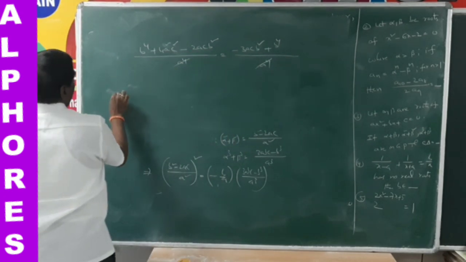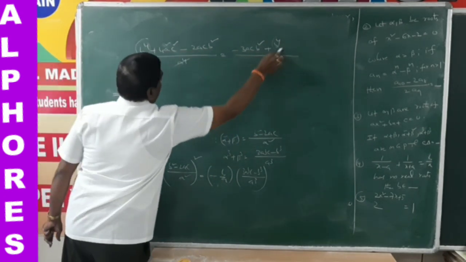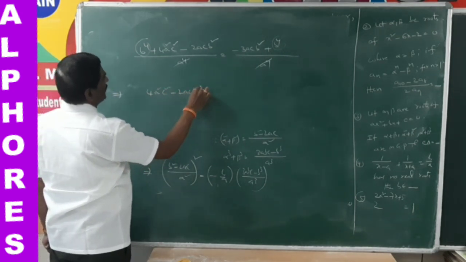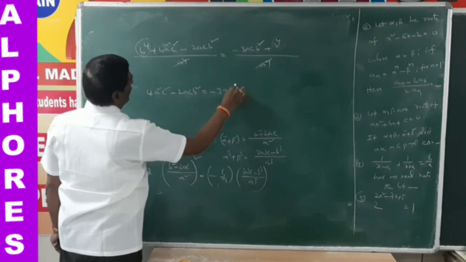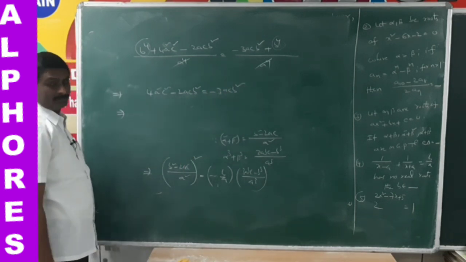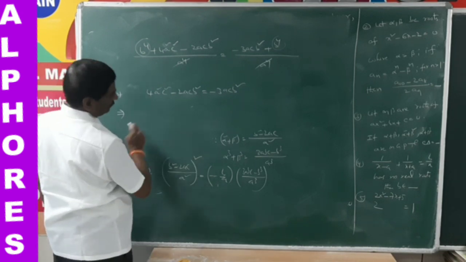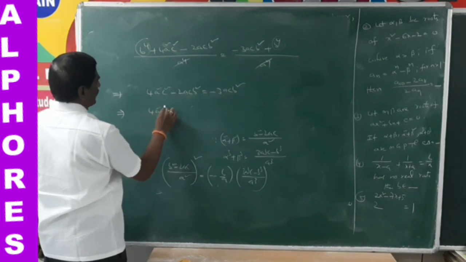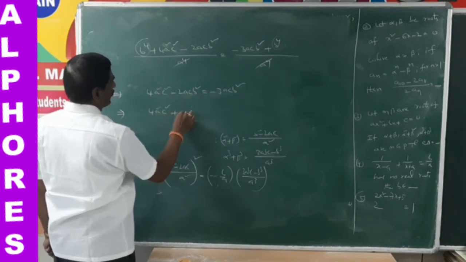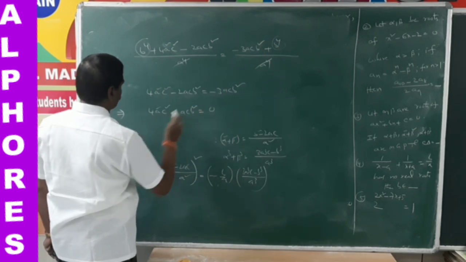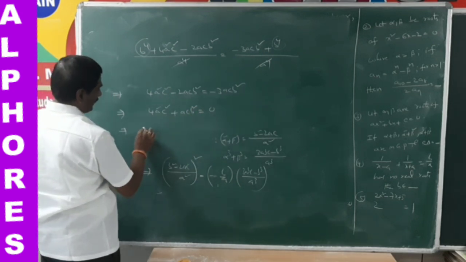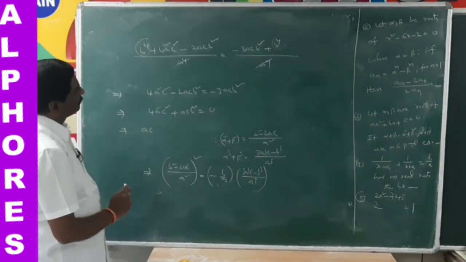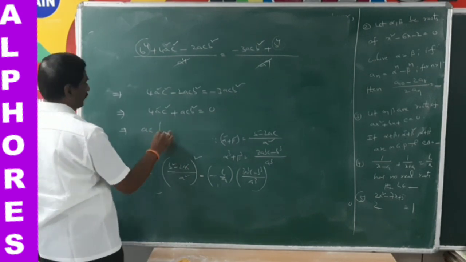Denominator cancel. In numerator b power 4 also cancel. Finally, we get 4a square c square minus 2ac b square is equal to minus 3ac b square. That means 4a square c square plus ac b square is equal to 0. Here the common term is ac.